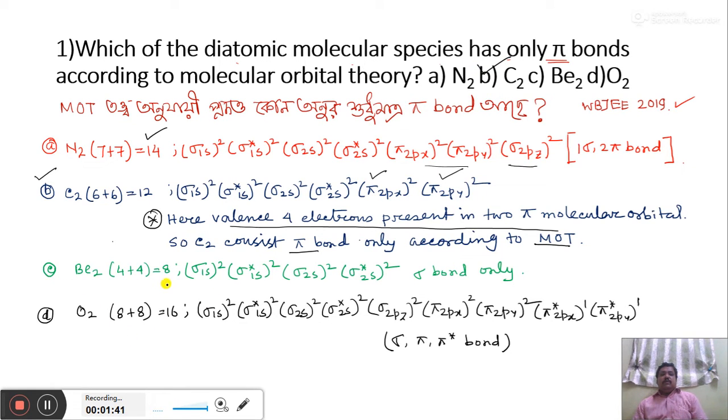In Be2, total presence of 8 electrons, it contains sigma bonds only. And O2, which contains 16 electrons, its electronic configuration is sigma 1s2, sigma star 1s2, sigma 2s2, sigma star 2s2, sigma 2pz2, pi 2px2, pi 2py2, pi star 2px1, pi star 2py1. So it contains sigma bond, pi and pi star bond. So correct option is B, which contains only pi bonds in its valence shell according to MOT.